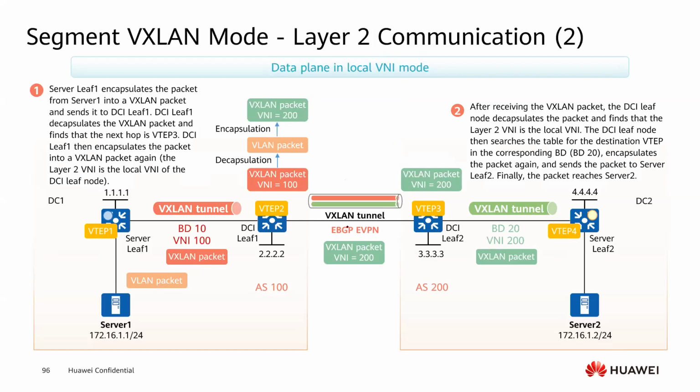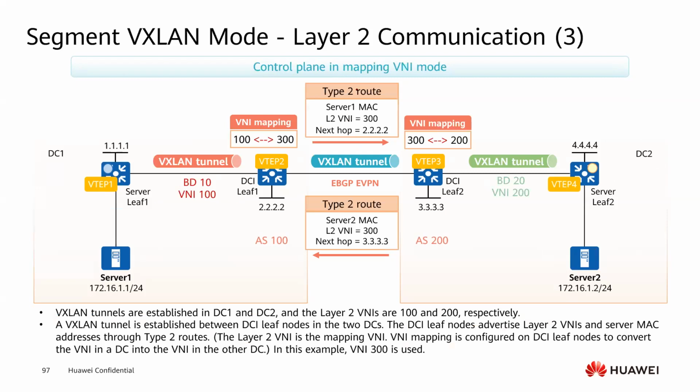So you will find that from server 1 to server 2, in this DCI leaf, the VNI will change from 100 to 200, all right? That is the local VNI mode. It means I will use the VNI that you send to me. That is the local VNI mode.